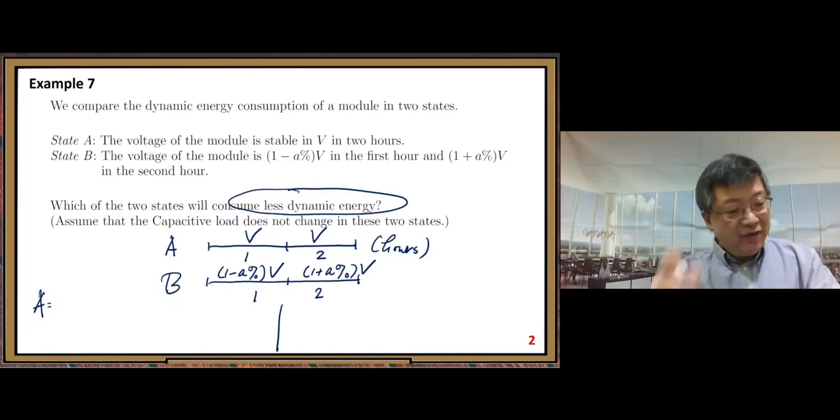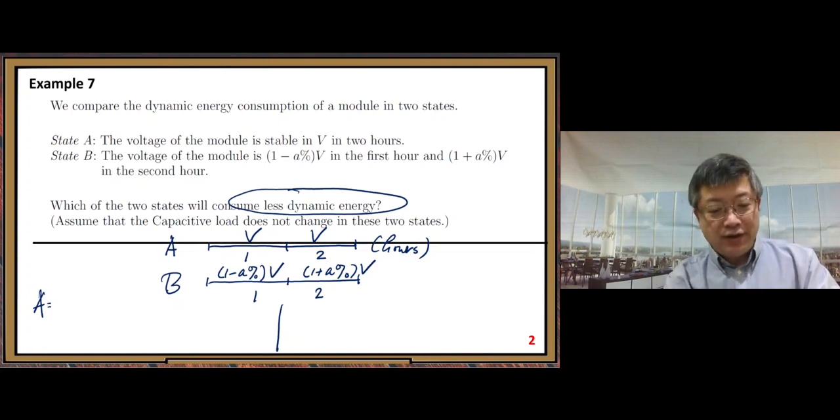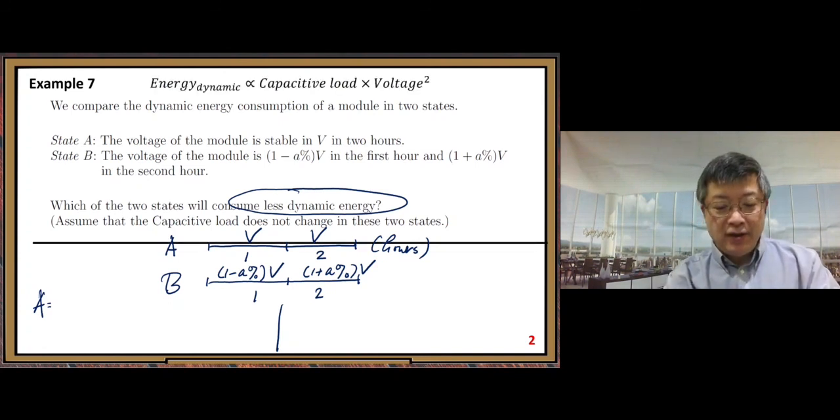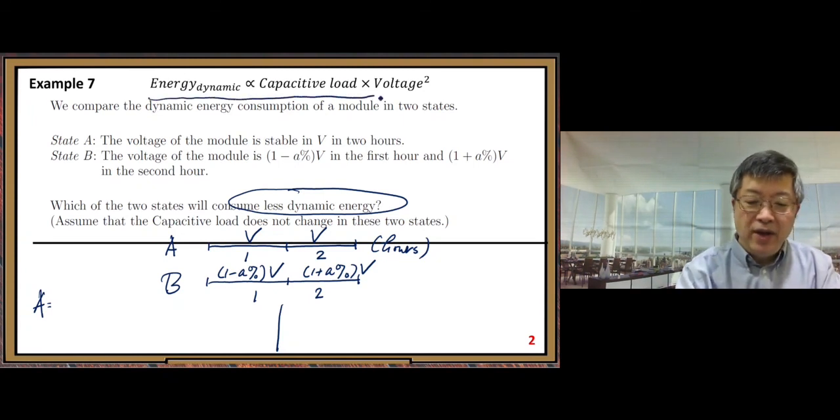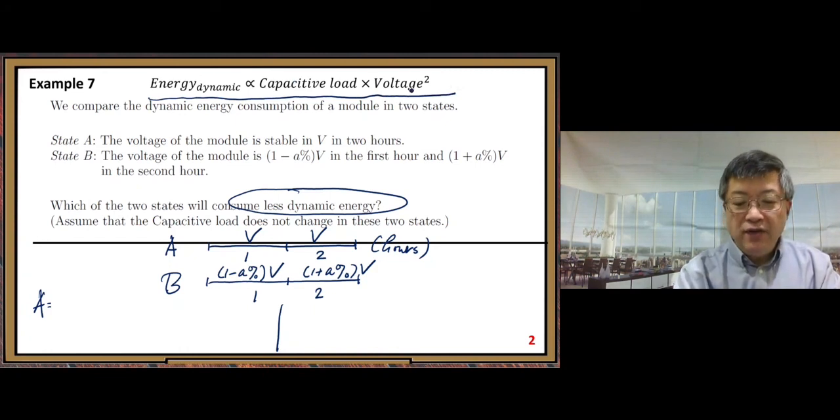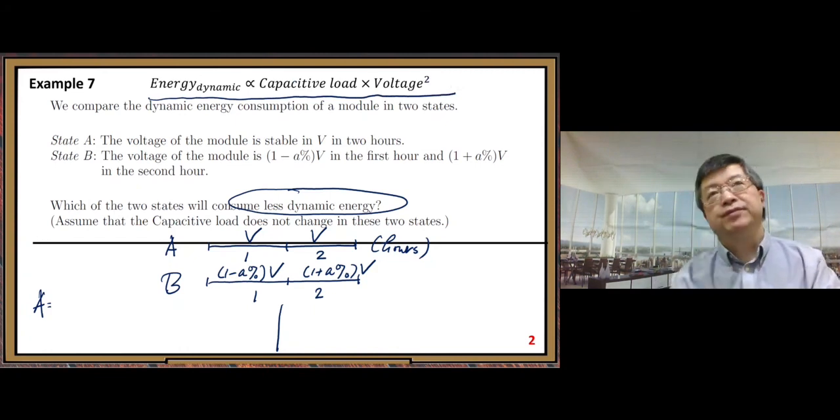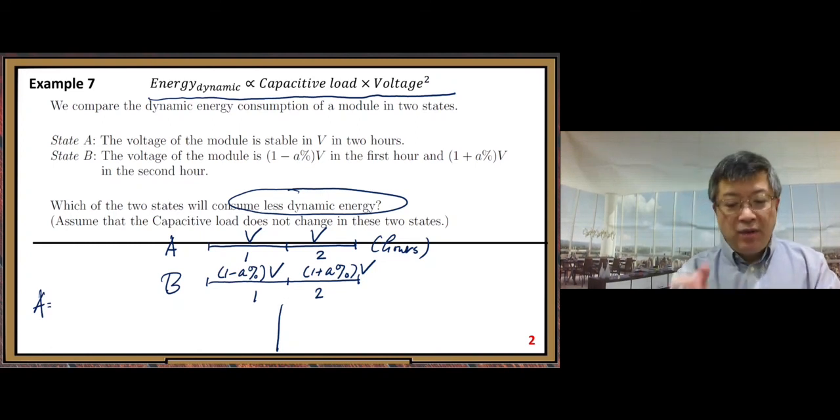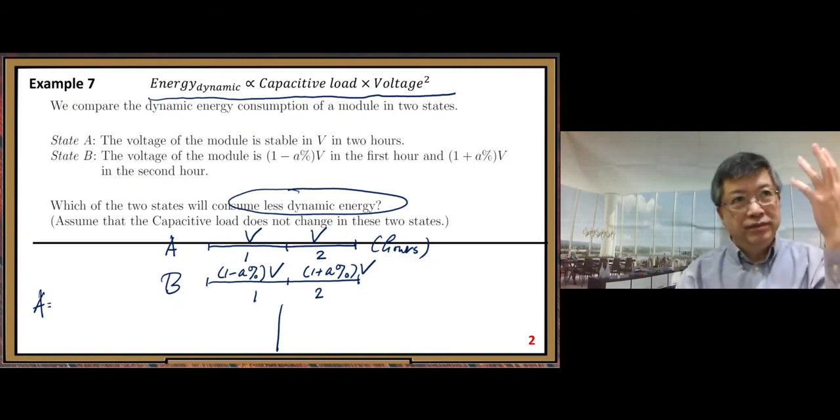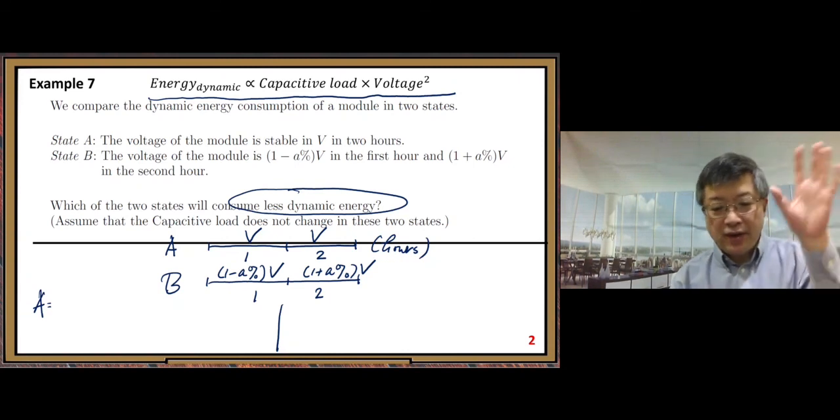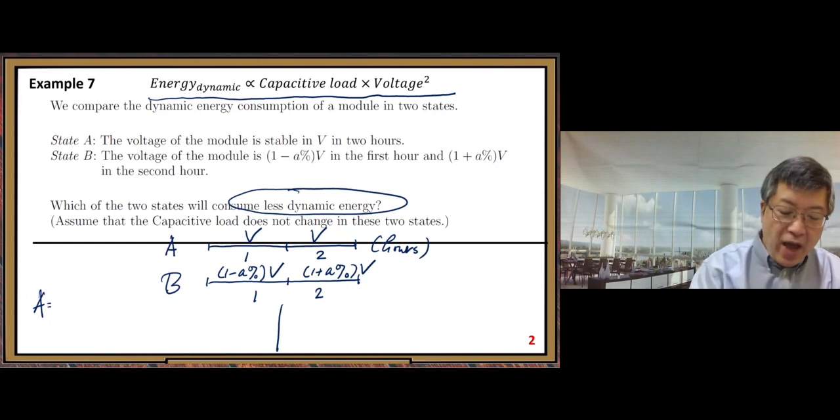But we need to get the formula first, right? Before we do the calculation. So let me use this formula. Dynamic energy is proportional to a constant times voltage squared. So that factor, voltage squared, per hour. Let's assume, because the energy we consumed in that period of time. All right. So for A, let us use the energy EA.